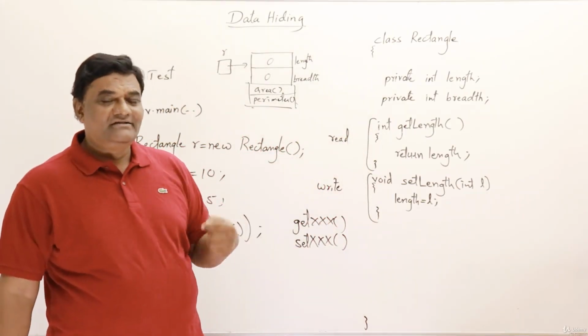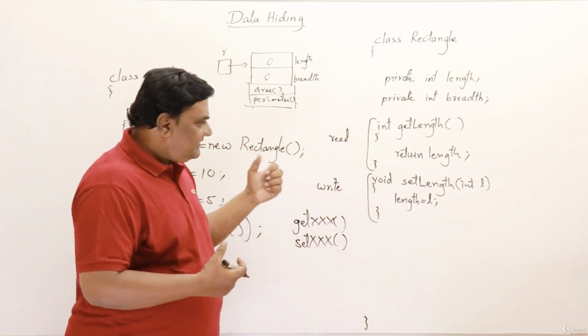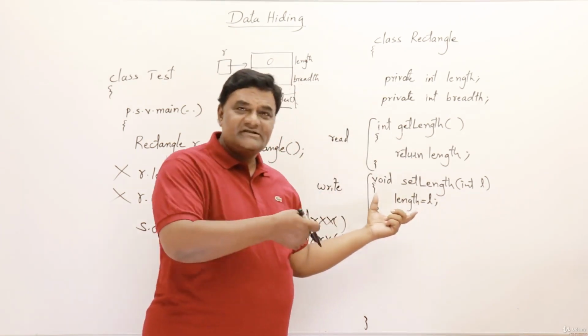So you should not mishandle the data. You should not misuse the data. So they take care of this. So what great thing is it doing? It's not doing anything. Get length means returning the value, set length means changing the value.